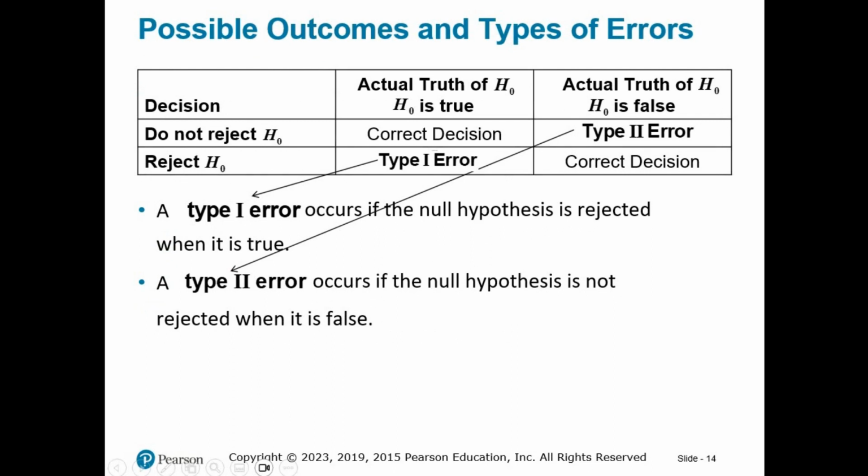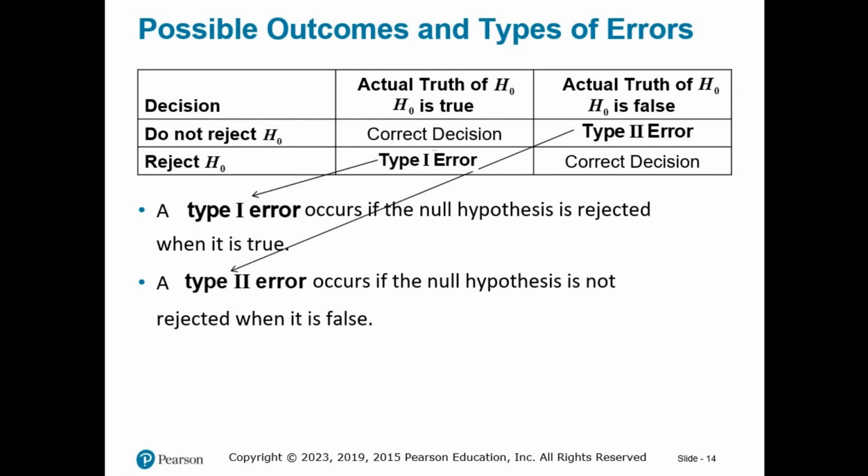A type 1 error occurs if the null hypothesis is rejected when it's true. This means the equality statement made in the null hypothesis is a true statement and we rejected it. If we rejected it, a type 1 error has occurred.